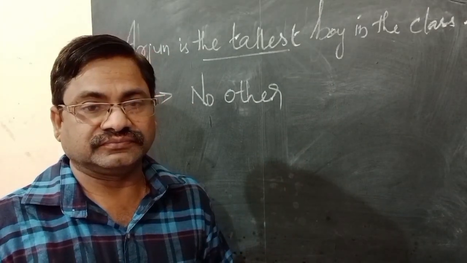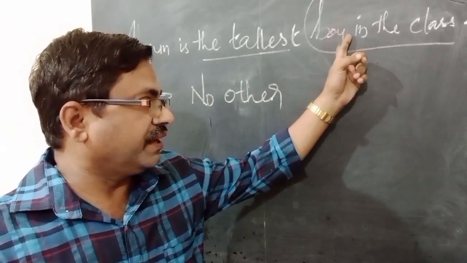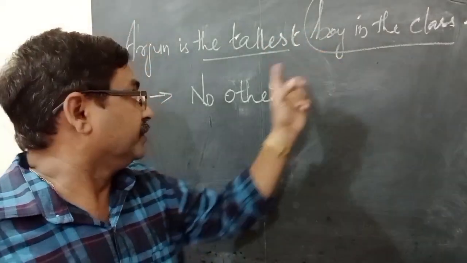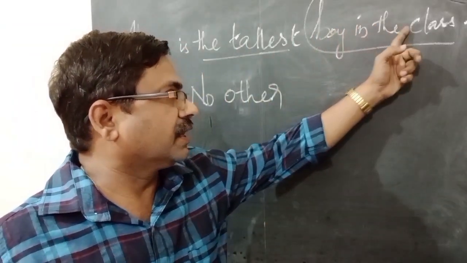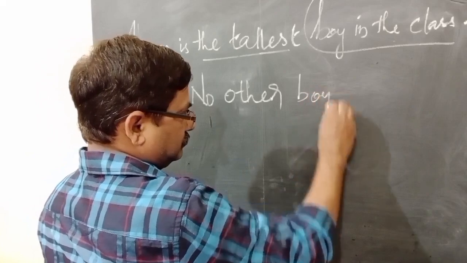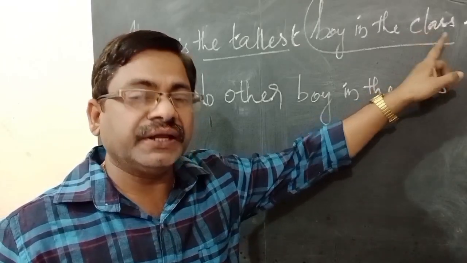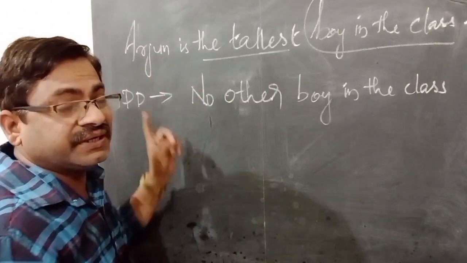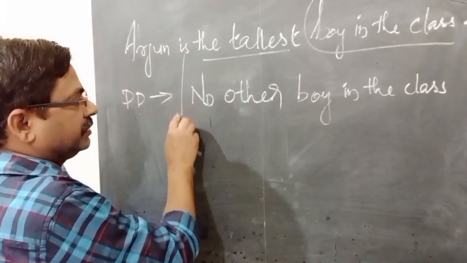The phrase no other. After no other, you should write the word or phrase that comes after the superlative form of adjective. Here, the tallest is followed by the complement boy in the class. So you have to write this phrase here. Later you can write the verb in the same sentence. What is the verb in this sentence? Verb can be seen after the subject. So subject, verb. So verb should be written later.